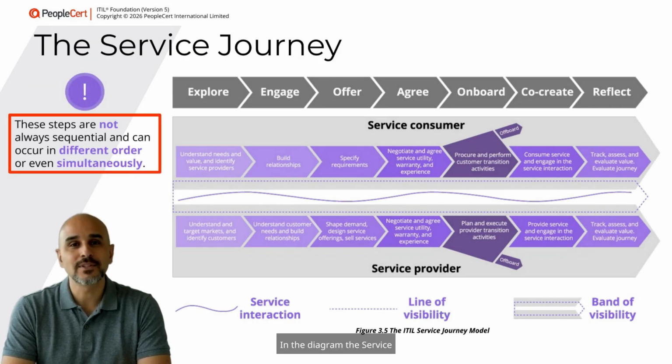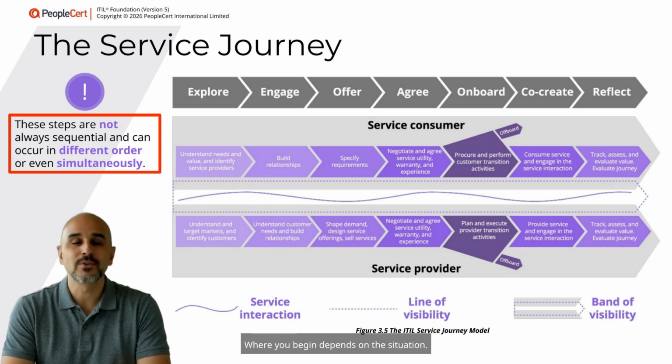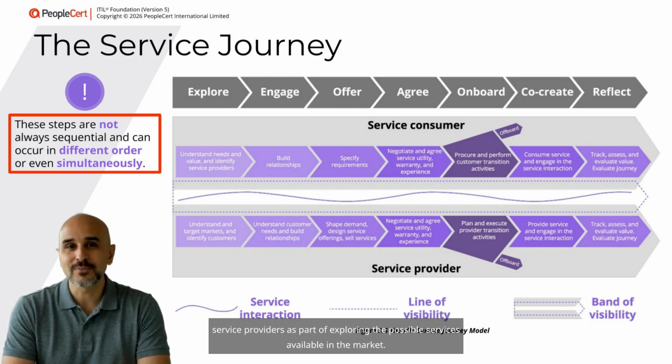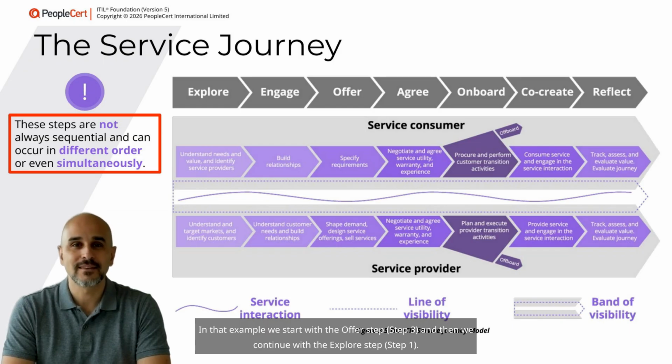In the diagram, the service journey steps are in sequential order, but in fact, the sequence of the steps is flexible, and you can start at any point. Where you begin depends on the situation. For example, a potential consumer may get offers from different service providers as part of exploring the possible services available in the market. In that example, we start with the offer step, step 3, and then we continue with the explore step, step 1.